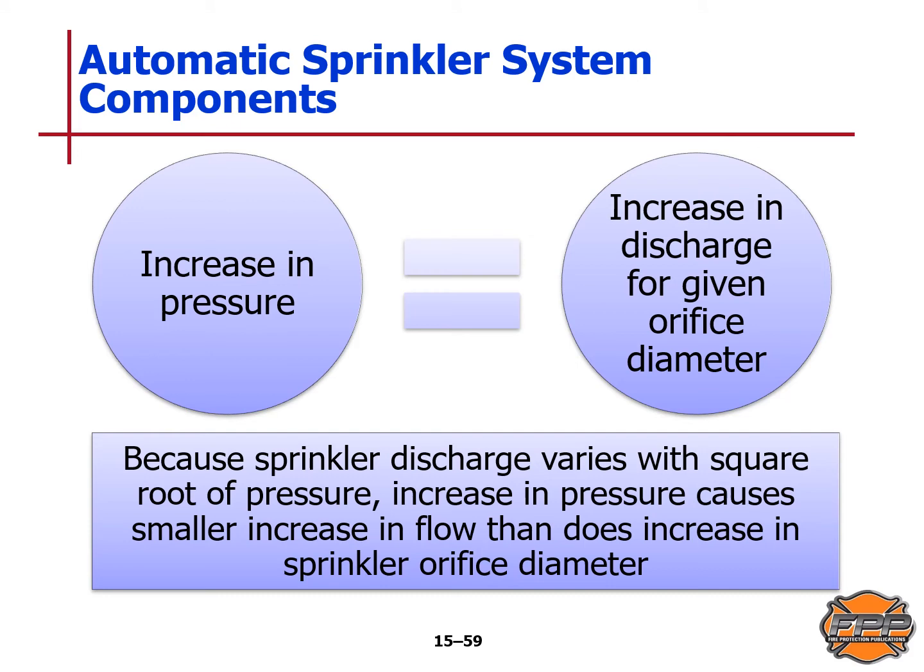An increase in pressure means an increase in discharge for a given orifice diameter. Because sprinkler discharge varies with the square root of pressure, an increase in pressure causes a smaller increase in flow than does an increase in the sprinkler orifice diameter.